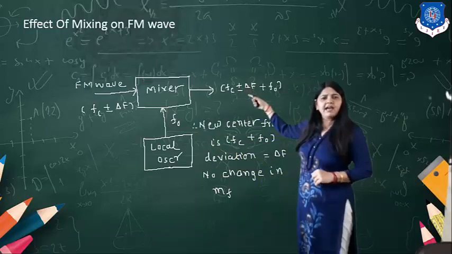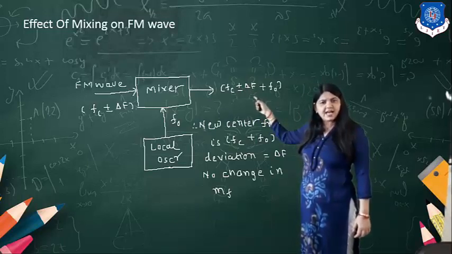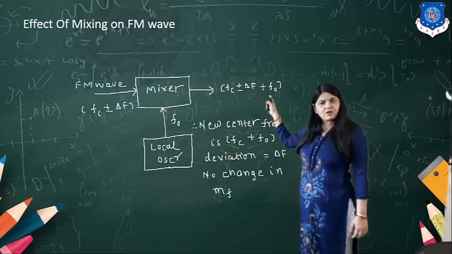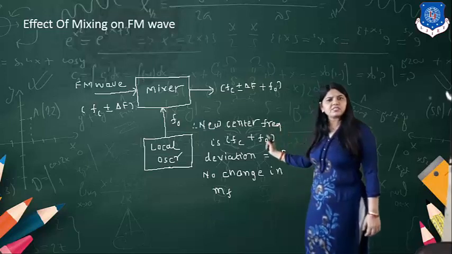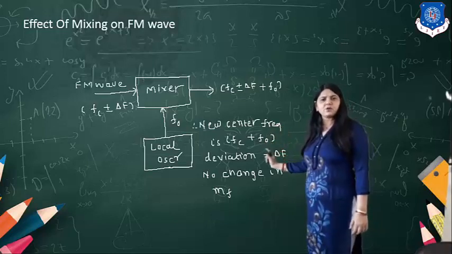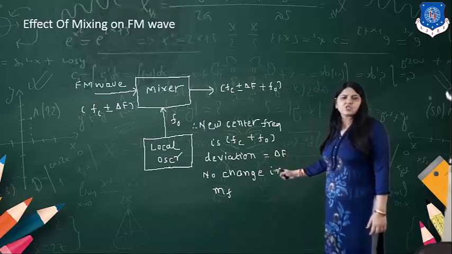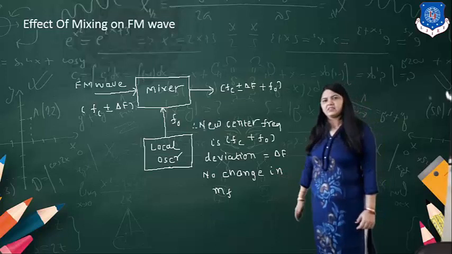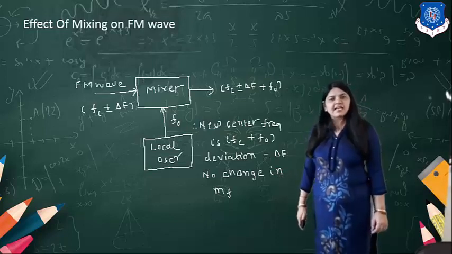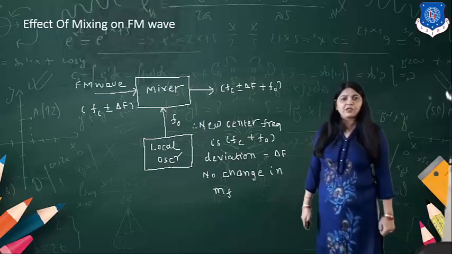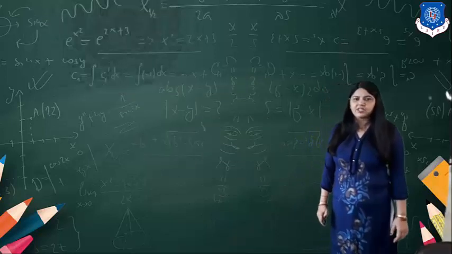So here we have the output, Fc plus or minus delta F plus F0. Now what is my new center frequency? It is Fc plus F0. And what is the deviation? The deviation is delta F. So there is no change in the modulation index mf. This kind of mixing of two frequencies can be used in frequency modulation.